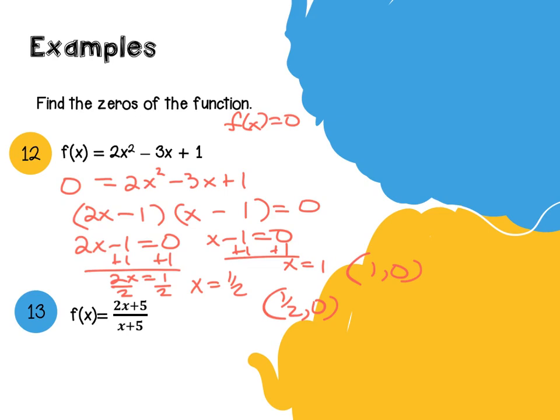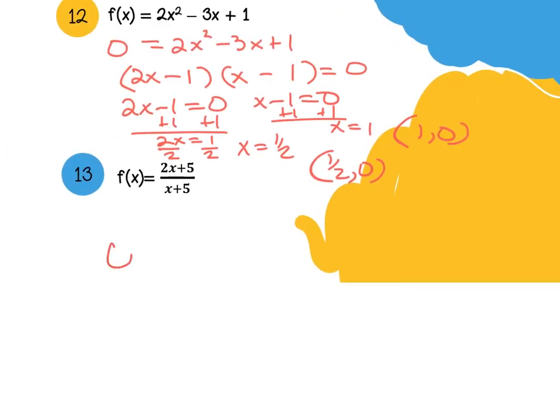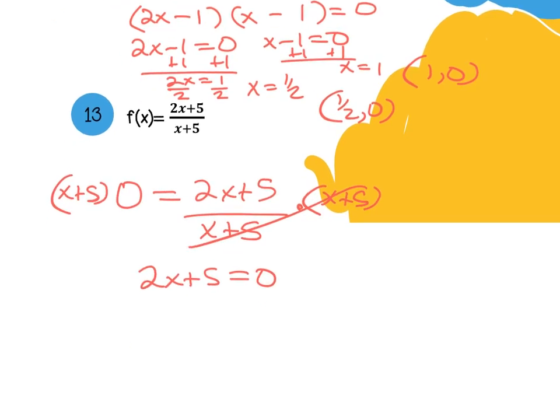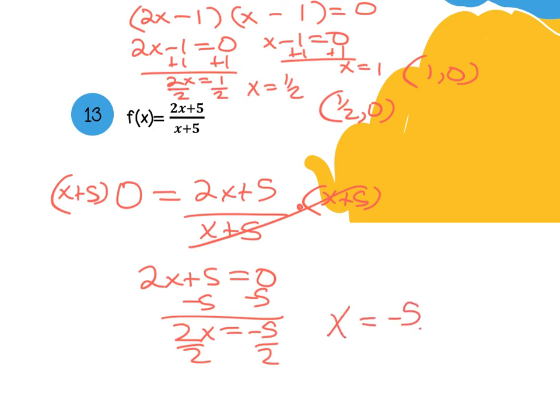Let's do one more example. Again, set it equal to 0. 2x plus 5 over x plus 5. I'm going to get rid of the denominator by multiplying both sides by it. And then I'm left with 2x plus 5 equals 0. Subtract the 5. 2x equals negative 5. Divide by 2. x equals negative 5 over 2. As a coordinate, negative 5 over 2, comma 0.